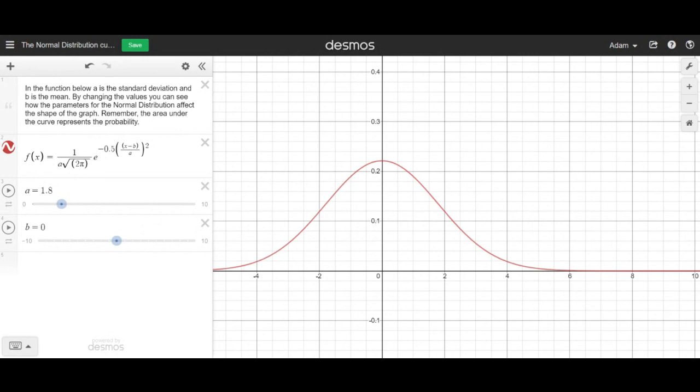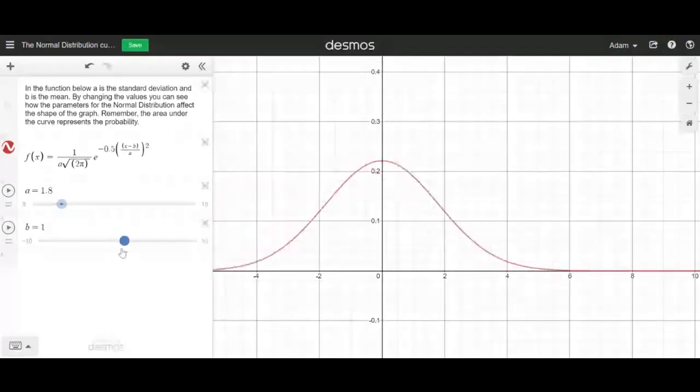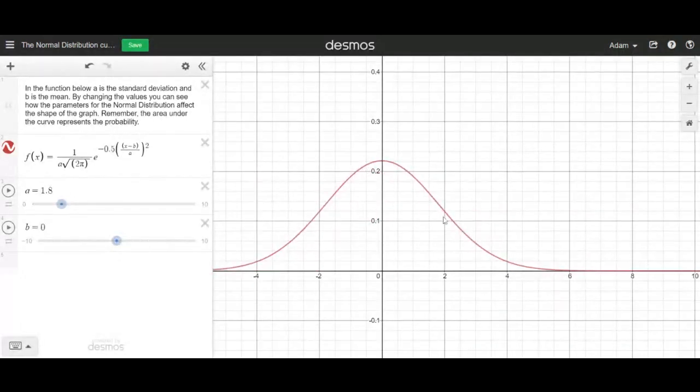Okay, can I see? Yeah, they can see it. So I just had to fix it. So basically, this is what you get. And you can let A and B vary, and you'll see what effect it has on the graph. For instance, if I were to change B, which is the mean, you can see the graph is going to shift horizontally. You can see the graph looks kind of like a hill.